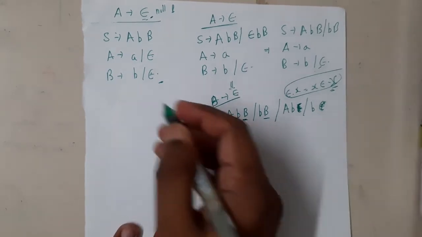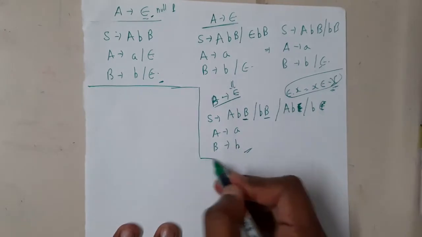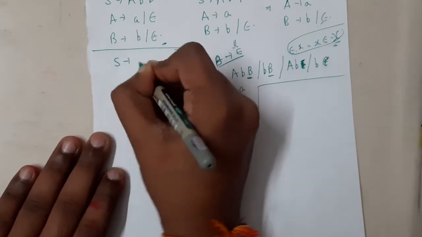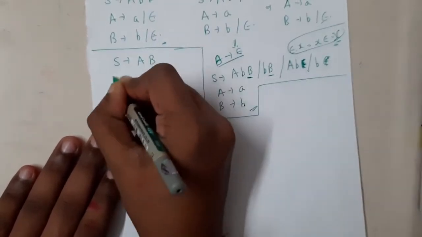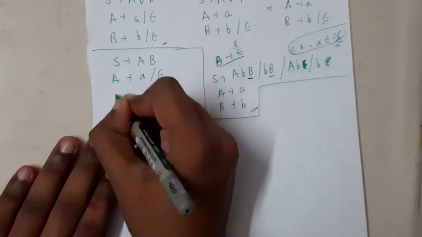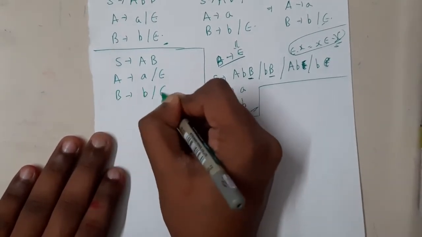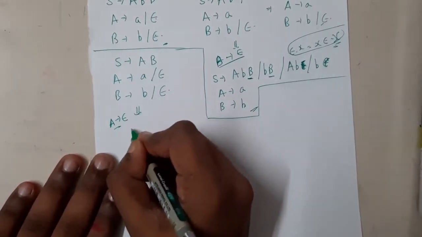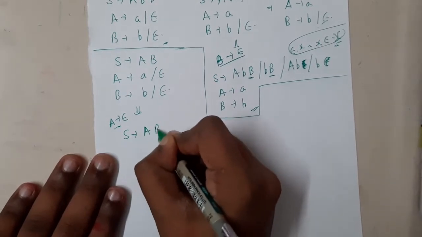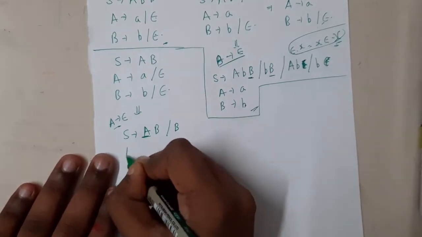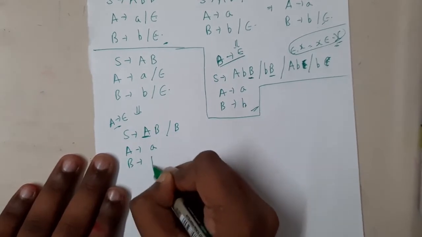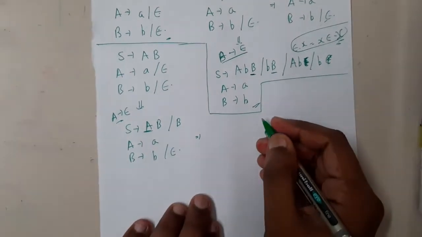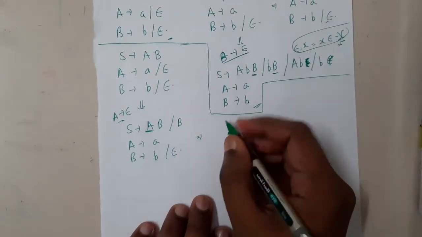For easy understanding, let us take one more example. This example you can also find in the book. S implies AB, A implies a or epsilon, B implies b or epsilon. Once I start solving it, I will first remove A implies epsilon. The first value will become S implies AB, and once I substitute epsilon here, I get only B, and the rest will be the same. Once I remove the B part, what will be my result?